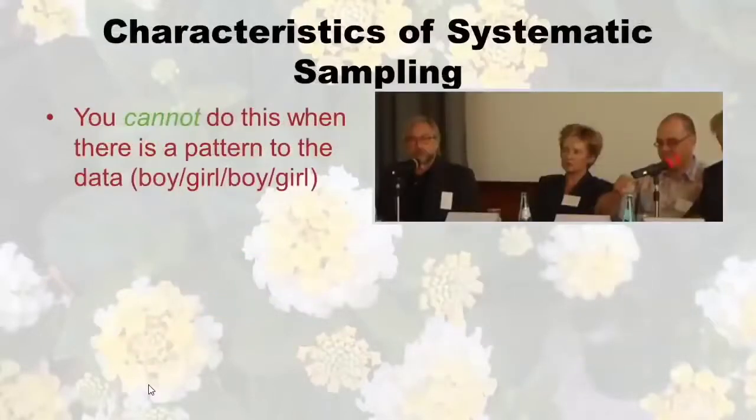All right, so as you probably guessed, I'm going to be negative Nelly again. There are problems with systematic sampling. If things are already set up boy, girl, for example, if you pick an even number, you're going to get all boys or all girls, right?